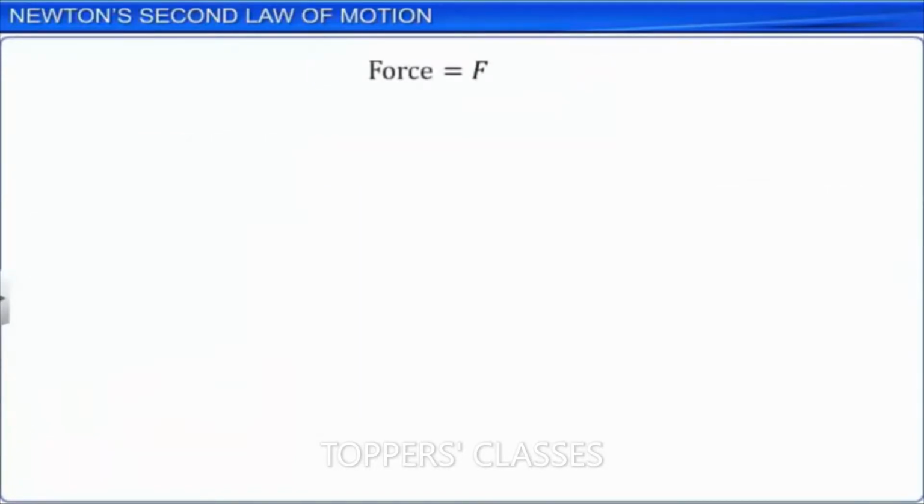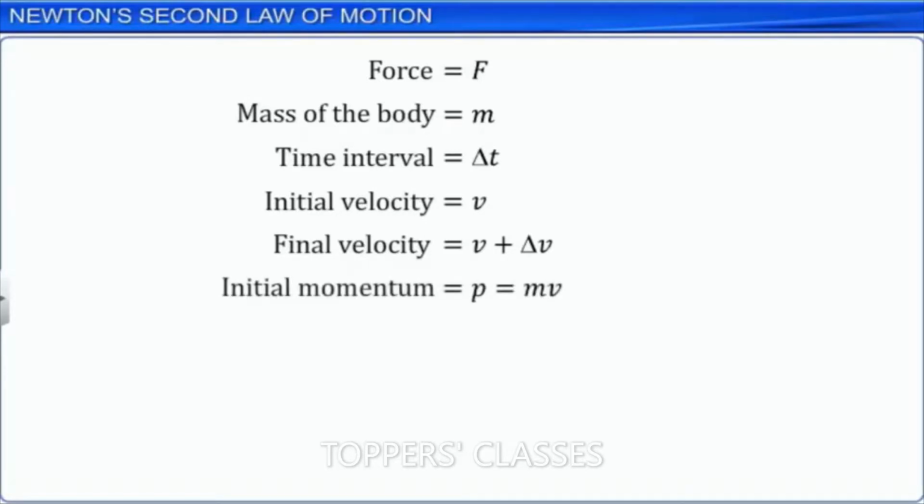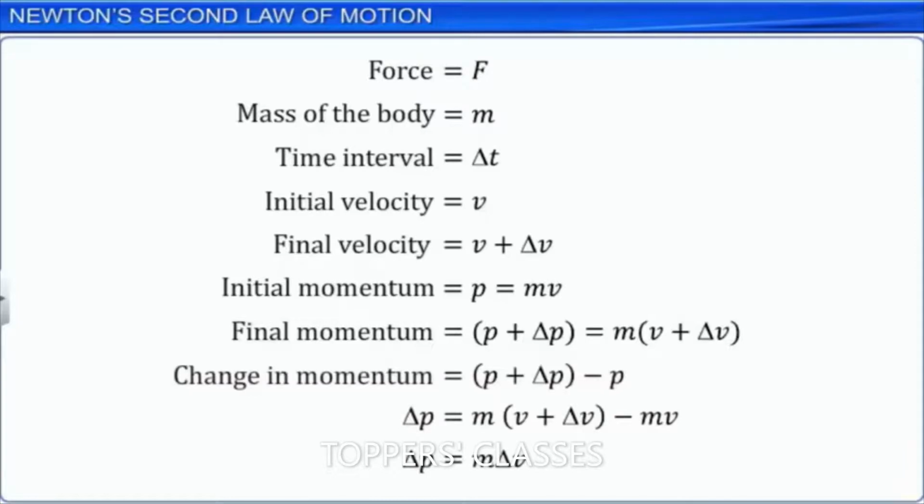Consider a force F being applied on a body of mass m for a time interval of delta t seconds. This results in change of velocity of the body from initial velocity v to final velocity v plus delta v. Here, initial momentum p is the product of mass m and initial velocity v, and final momentum p plus delta p is equal to the product of m and final velocity v plus delta v. On simplification, we get the change in momentum of the body, delta p, as the product of mass m and the change in velocity, delta v.